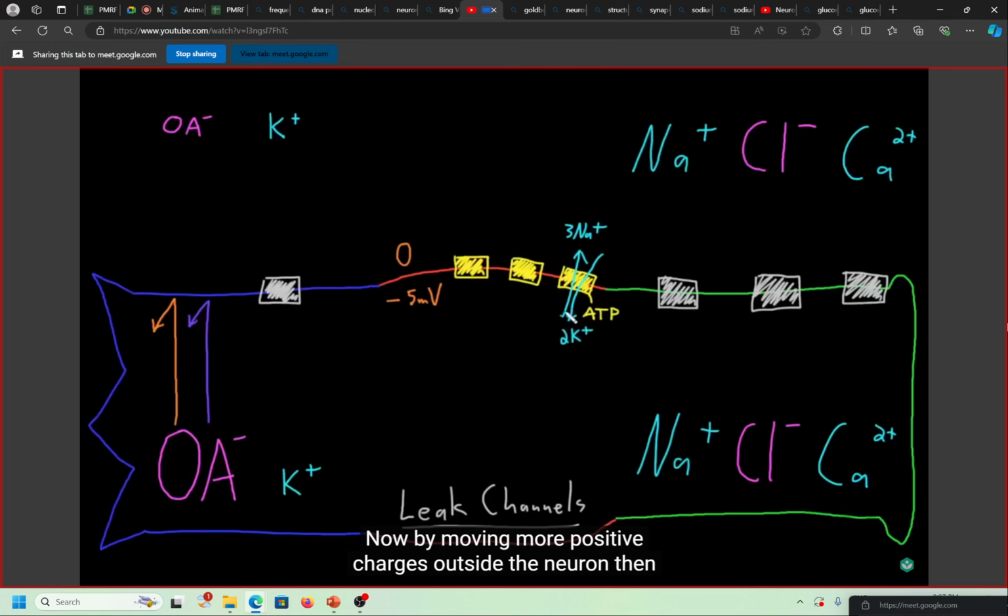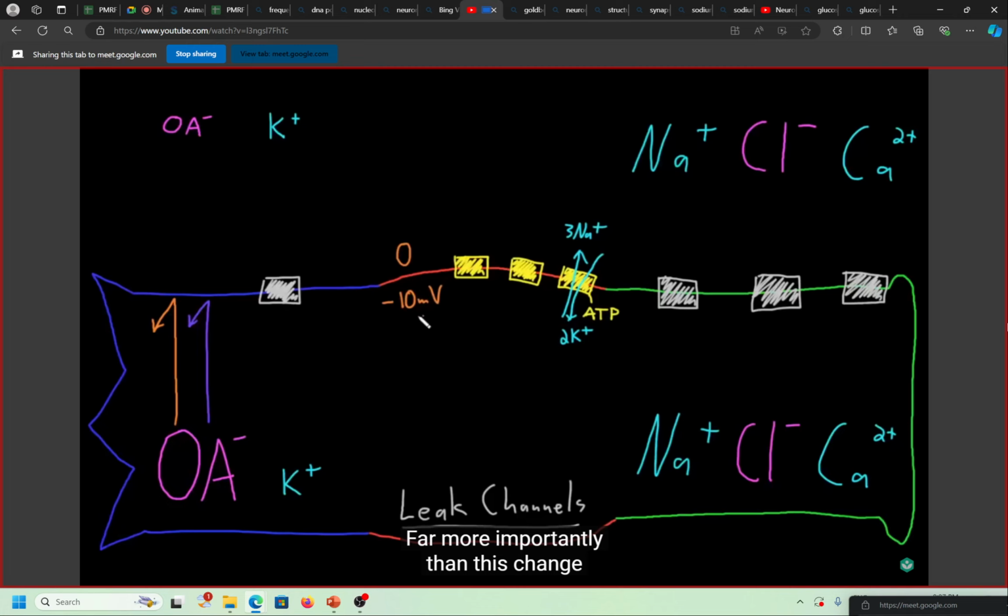Now, by moving more positive charges outside the neuron than it's moving inside the neuron, that's going to make the membrane potential bigger. It's going to make it more negative inside the neuron membrane. I'm not sure exactly what size of change that would be, but it's going to be something small. Let's just say, for example, it might be around negative 10 millivolts. So now we have a bigger membrane potential, but it's still probably too small for the neuron to function.